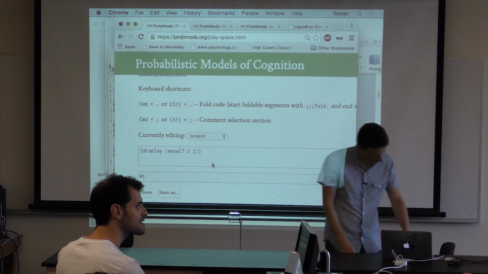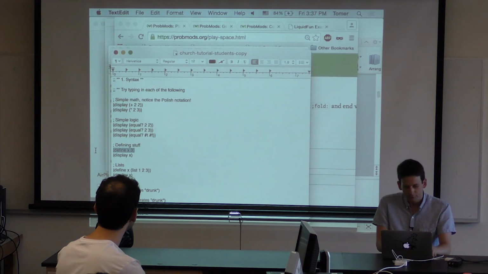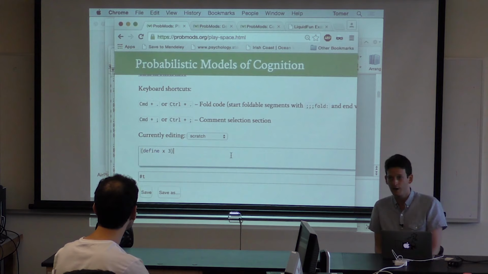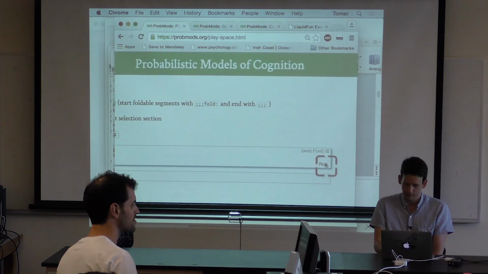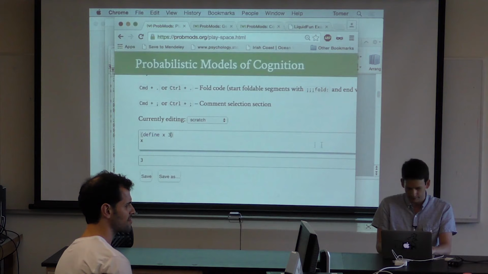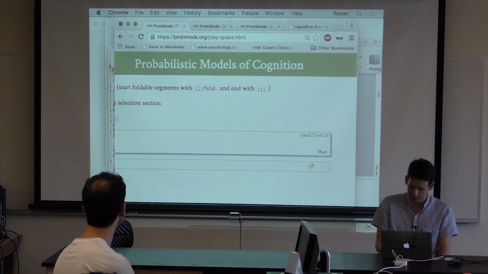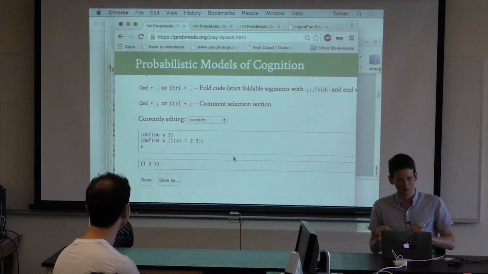Let's see, a few other simple syntax things. The statement for defining new variables is, shockingly enough, define. So you would do define x 3. And now the next time that I do x and run that, hopefully it'll show 3. There are a few other basic syntax things like lists that might be important, like define x to be a list of 1, 2, 3. And if you run that, then you'll get 1, 2, 3.